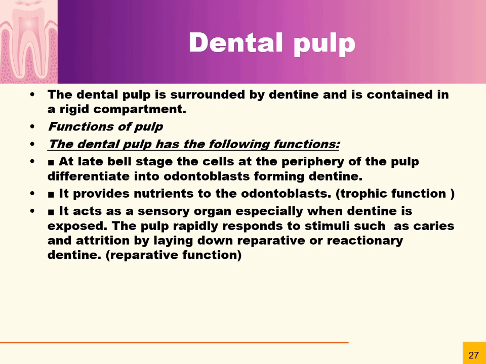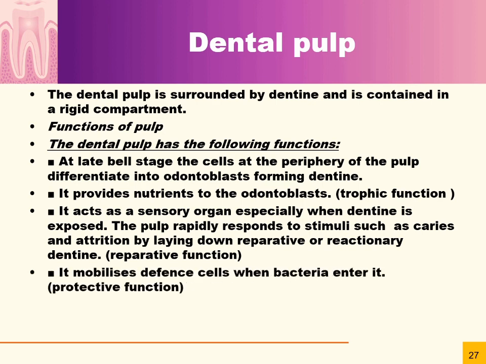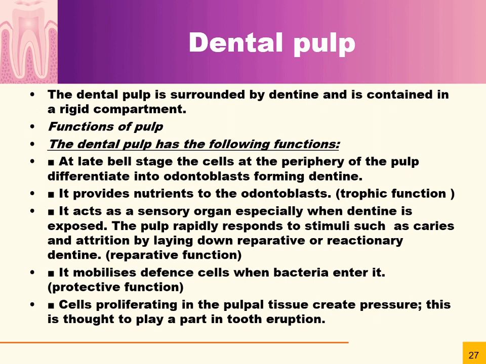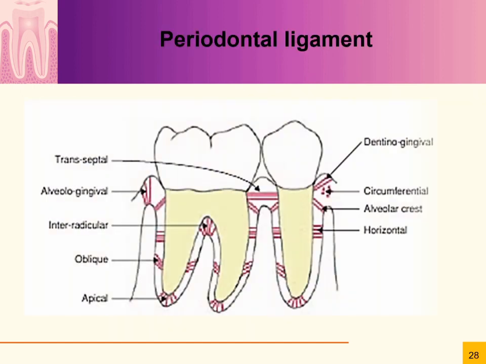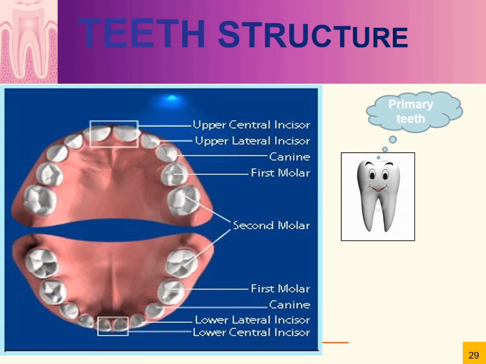Dental pulp. The dental pulp is surrounded by dentine and is contained in a rigid compartment. Functions of pulp. The dental pulp has the following functions. Inductive function: at the late bell stage, the cells at the periphery of the pulp differentiate into odontoblasts, forming dentine. It provides nutrients to the odontoblasts. Trophic function. It acts as a sensory organ, especially when dentine is exposed.